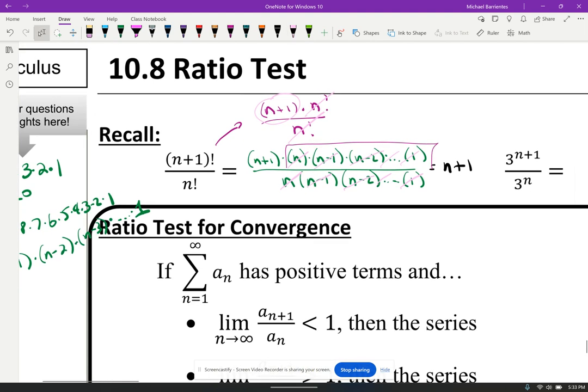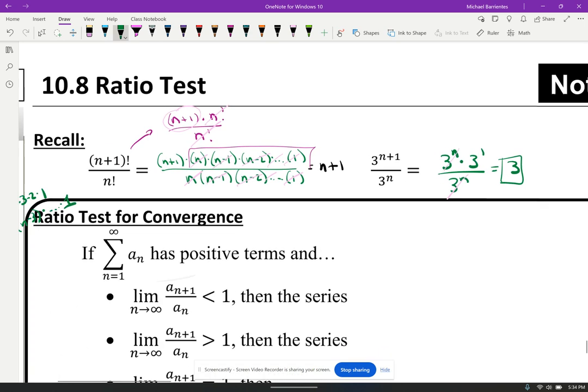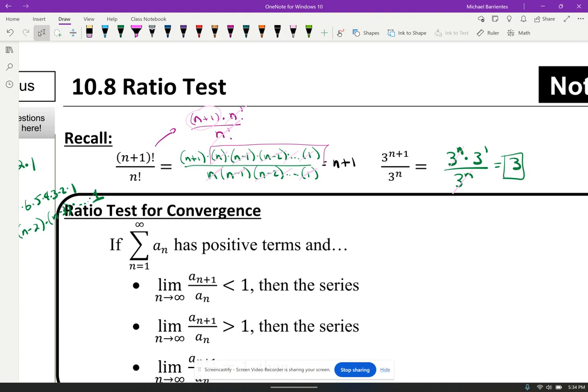The other skill that comes up often has to do with exponential setups. So recall that whenever I have an exponential function where I have two terms in the exponent that I'm adding, I can rewrite that as 3 to the n times 3 to the 1. And if I divide that by 3 to the n, oh, my 3 to the n's are going to reduce, and then I'm just left with 3. So when I divide this exponential by that exponential, I just come up with a constant 3. So these two simplification techniques, one for factorials and one for exponentials, will come in handy as we do the ratio test.